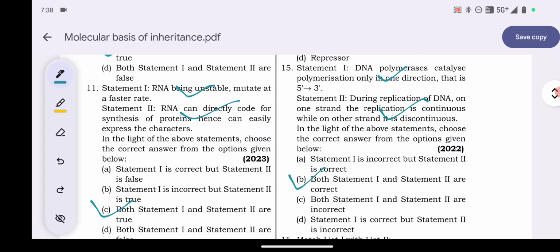Explanation. The DNA dependent DNA polymerase catalyzes polymerization only in one direction, that is 5 prime to 3 prime. This creates some additional complications at the replicating fork. Consequently, on one strand, the template with polarity 3 prime to 5 prime, the replication is continuous, while on the other strand, the template with polarity 5 prime to 3 prime, it will be discontinuous. As I just told you, leading strand and lagging strand, Okazaki fragments. Next question number 16.